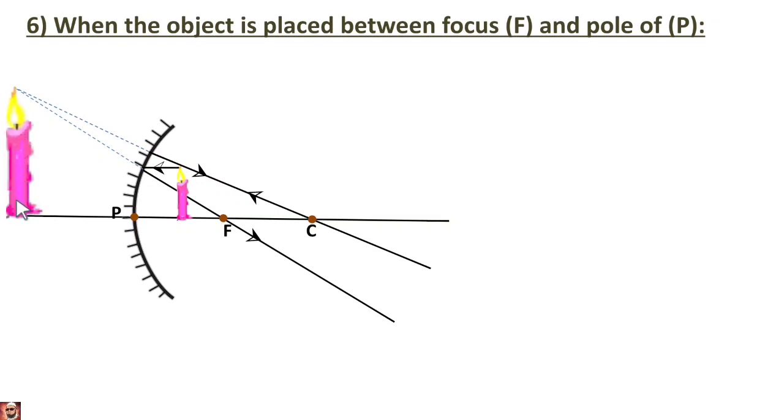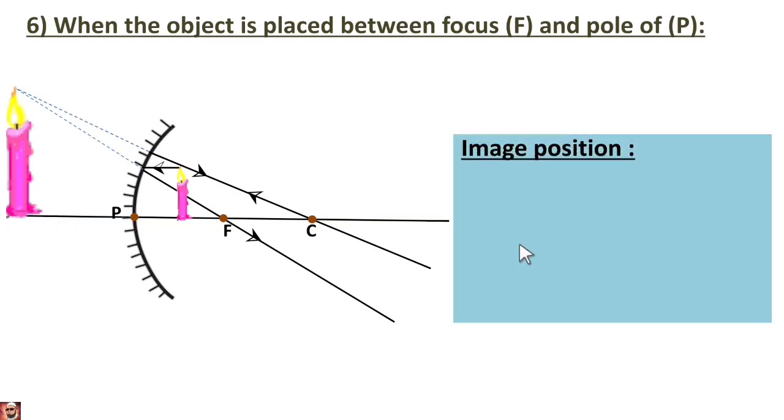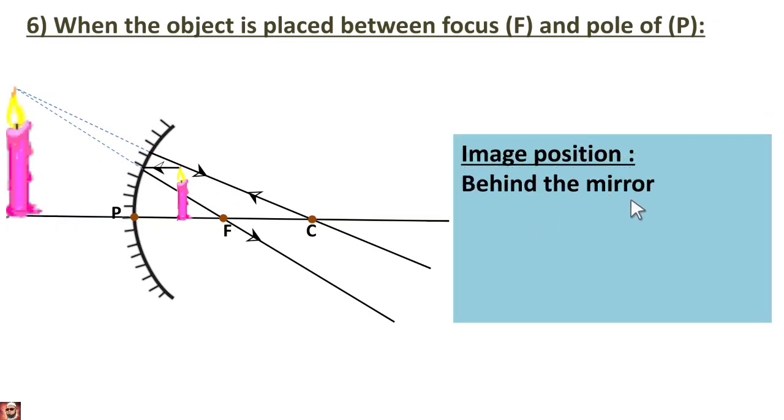So where is the image position? The image position is behind the mirror. It means it is forming inside the mirror. According to the diagram, we can say it is formed behind the mirror. So it is inside the mirror, actually, that it is forming.